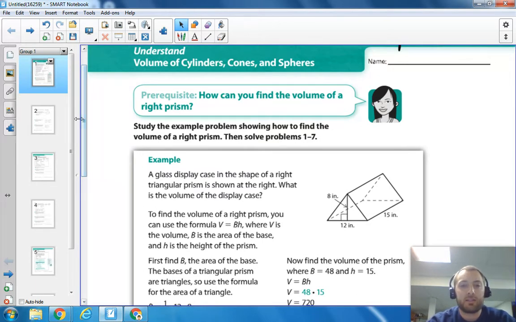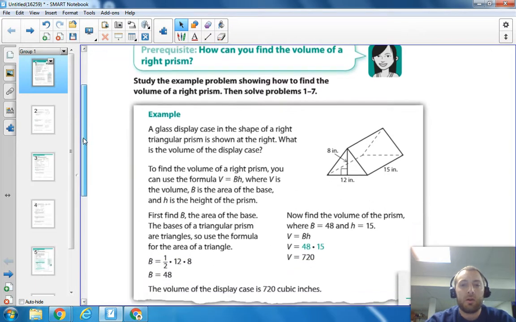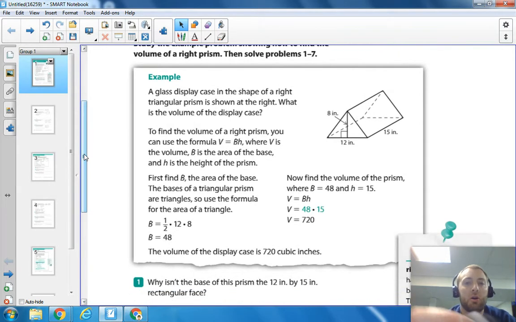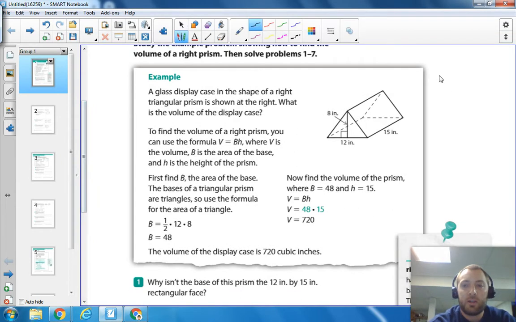It says a glass display in the shape of a right triangular prism is shown to the right. What is the volume of the display case? If you recall, we've said that volume in general is big B times H. That's the area of the base times the height. It's not the base, it's the area of the base of the prism.